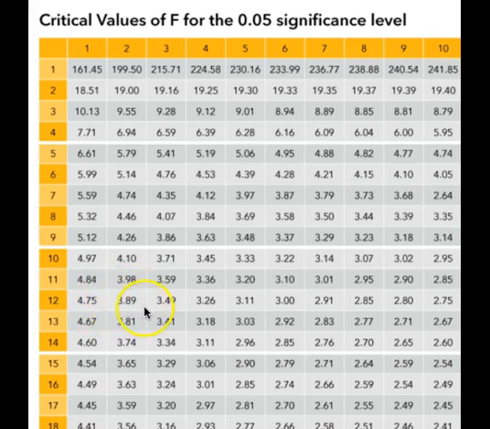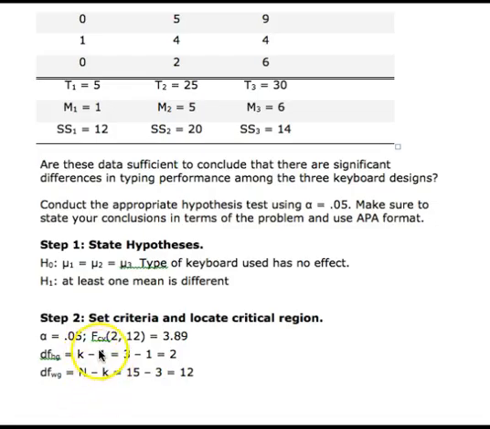So here is the F critical value for 2 degrees of freedom between groups and 12 degrees of freedom within group. So our F critical value is equal to 3.89. So this is the value that we're going to need to beat.